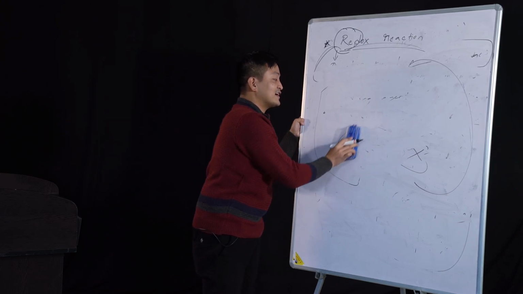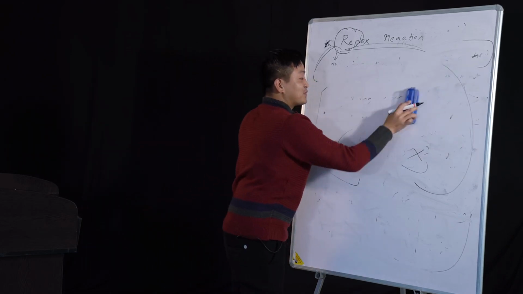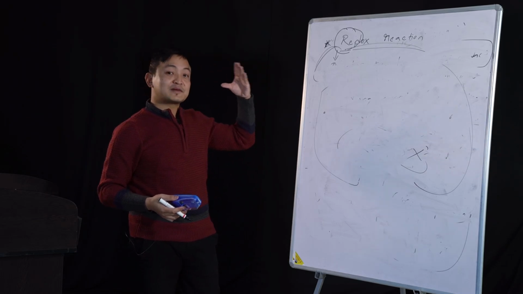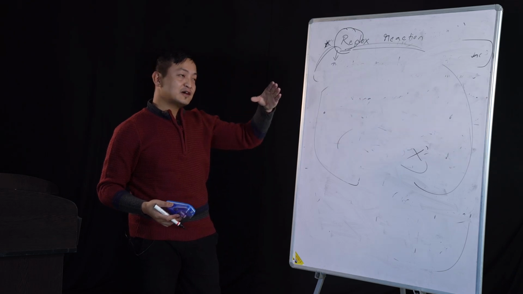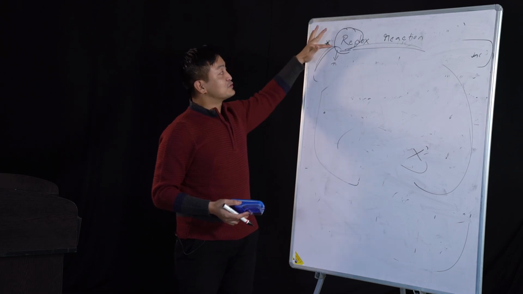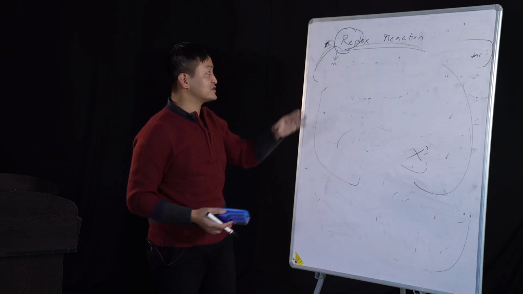Now if I just say it like that, you might be confused. So I will explain everything step by step so that you will get the concept clearly. To know this redox reaction, first we have to know the oxidation reaction. Clear? To know the redox reaction, first we have to know the oxidation reaction.